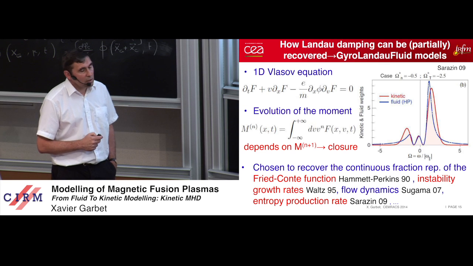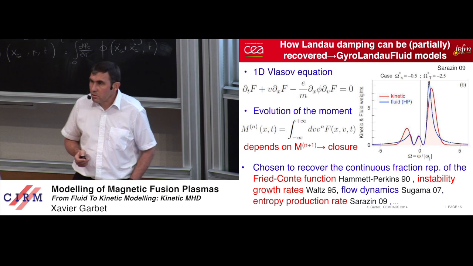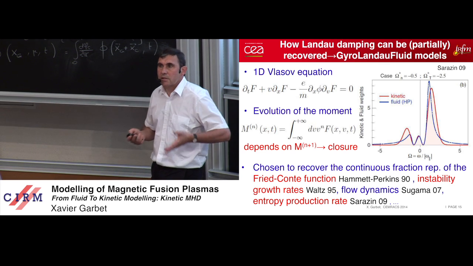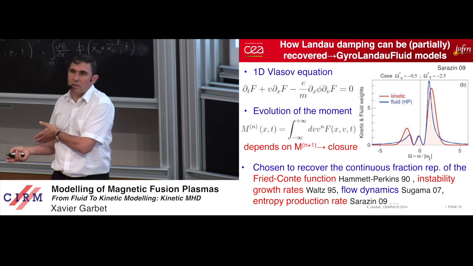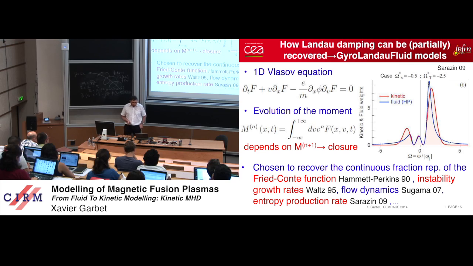and then you're back to the same problem. Of course, there is a question of closure, that is, the evolution equation for one given moment depends on the moment of order n plus 1. So if you just take the first three moments, so density, velocity, pressure, you have to say something on the moment n plus 1, which is related to the heat flux. So you have to say something on the heat flux.